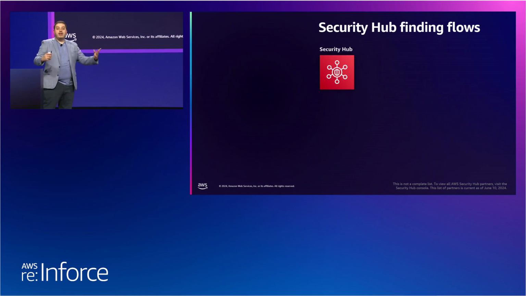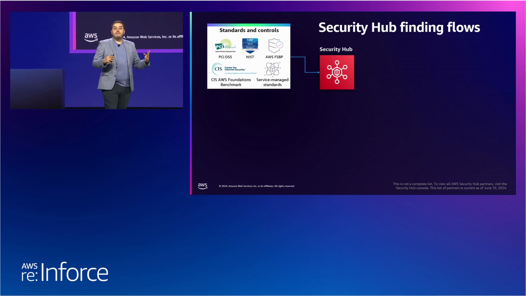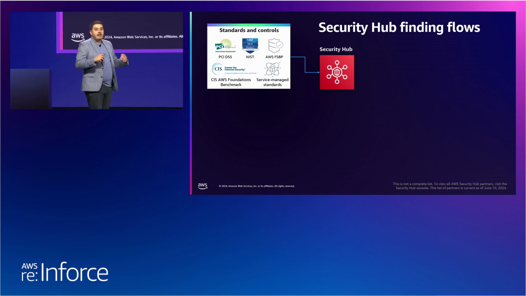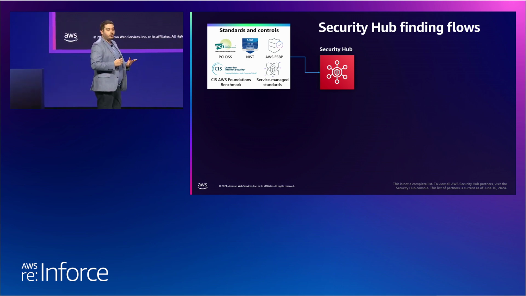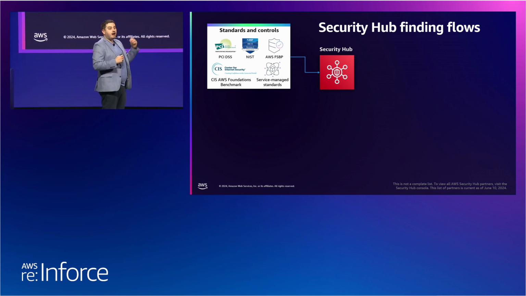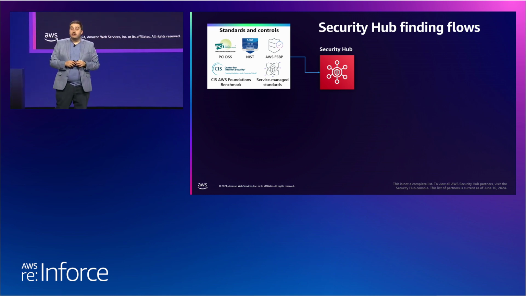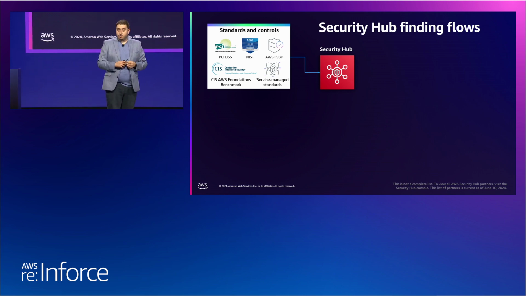So maybe to take you through how findings really flow into Security Hub. To my point from earlier on, there are really two types of findings that go into Security Hub, all in the same format. The first type are from our CSPM checks, our Cloud Security Posture Management checks. Those checks are categorized into standards that are aligned with specific regulatory frameworks, such as the Payment Card Industry Data Security Standard, frameworks from the National Institute of Standards and Technology, and the AWS Foundation benchmark framework from the Center for Internet Security.